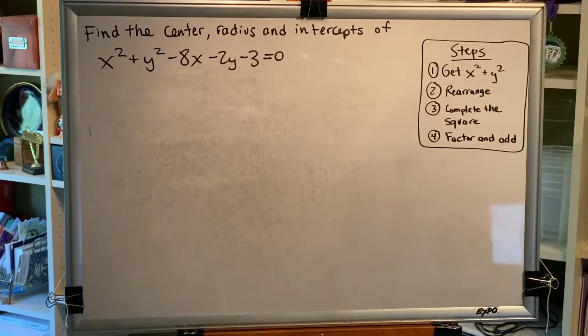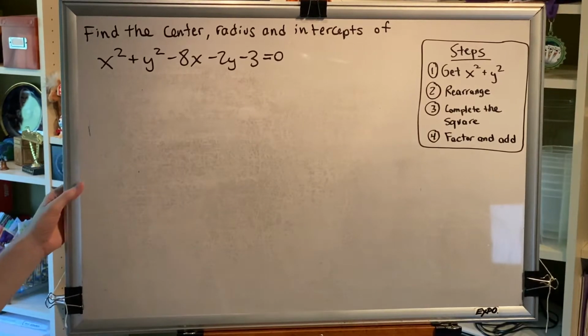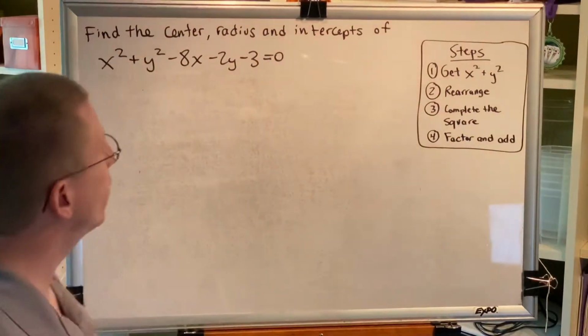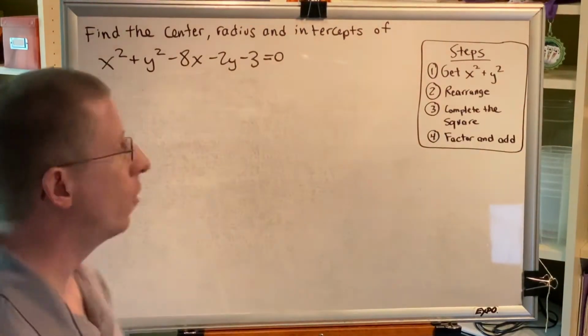The topic of this video is converting a circle from general form to standard form. Let's solve a problem. Find the center, radius, and intercepts of x squared plus y squared minus 8x minus 2y minus 3 equals 0. The equation is given to us in general form, and because the instructions say find the center and radius, we want to put it in standard form.